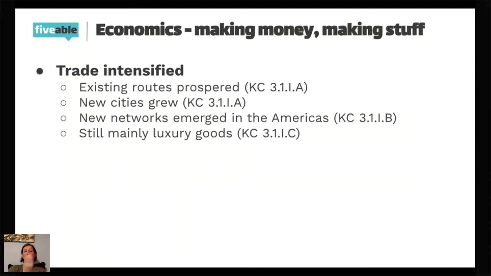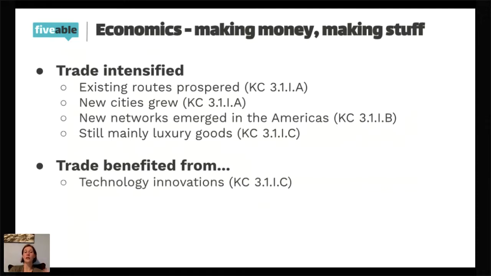Basically, if it's something you can only get in one place and you can find somebody who'll buy it in another place where they can't grow it or make it themselves, it's a luxury good. And especially if people don't need it for survival, purple dye, porcelain, those are all fantastic examples of luxury goods. Those are still the backbone of trade in this unit. So the trade itself benefits from a few different things. So technology innovations, the compass is going to come in handy in the Indian Ocean.